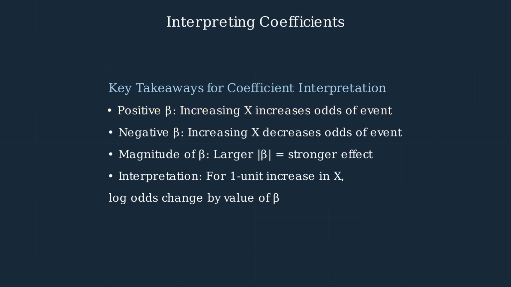A positive coefficient means increasing the variable increases the odds of the event. A negative coefficient means increasing the variable decreases those odds. The magnitude of the coefficient indicates the strength of the effect. For every 1 unit increase in the predictor variable, the log odds of the outcome change by the value of the coefficient.